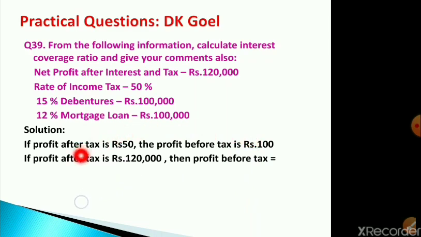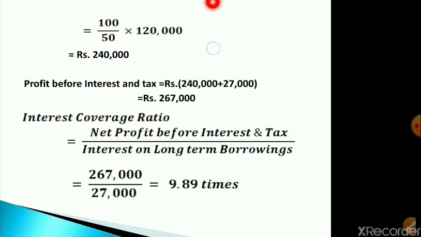So let us take it as if the profit after tax is rupees 50, then the profit before tax was 100. Now if the profit after tax is rupees 1,20,000, then what is the profit before tax? That is 100 divided by 50 into 1,20,000. This will give us rupees 2,40,000. So this 2,40,000 is the net profit before tax.